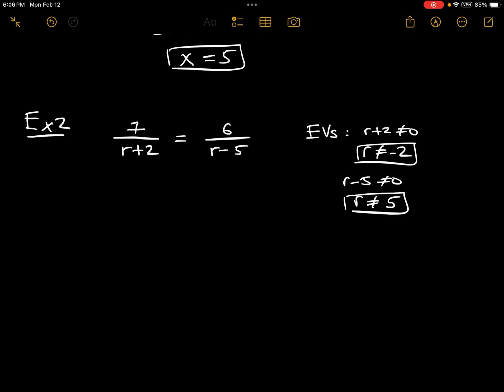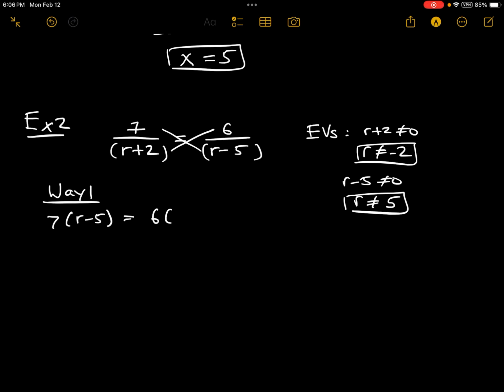The easiest way to approach this problem, I'll show you way one, is to simply cross multiply. But make sure you put parentheses, treat it as a single term. So if you cross multiply, that's going to be 7 times parentheses r minus 5. And if you multiply this term right here, that would be 6 times parentheses r plus 2. So that would be the easiest way.